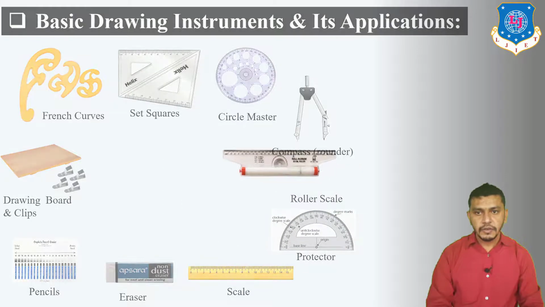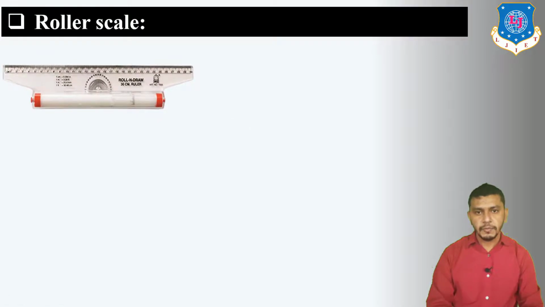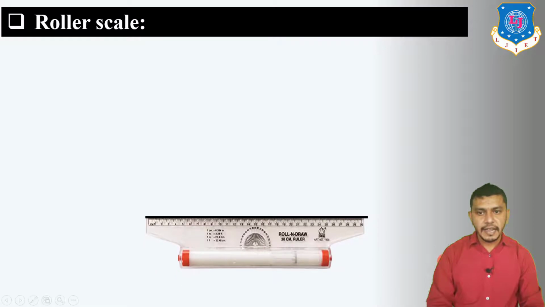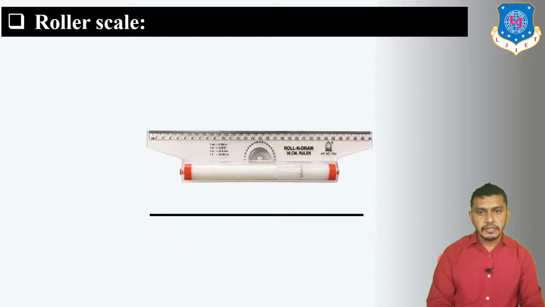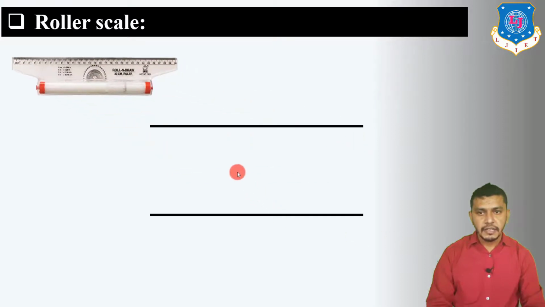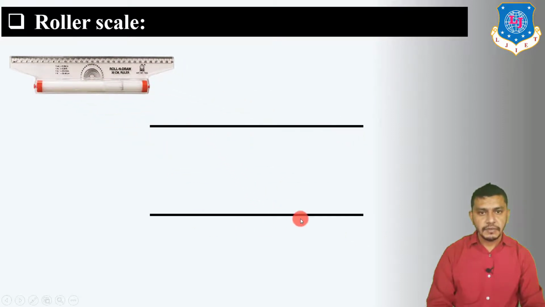Now next is roller scale. So what is the application of the roller scale? Roller scale is used to draw horizontal, vertical and inclined parallel lines. For example, if you want to draw a line parallel to this given line, then what we have to do? We have to set the roller scale on the line like this, and then roll it up to a required distance, and then draw a line. So now we can say that this line is parallel to this line. So roller scale is used to draw parallel lines.